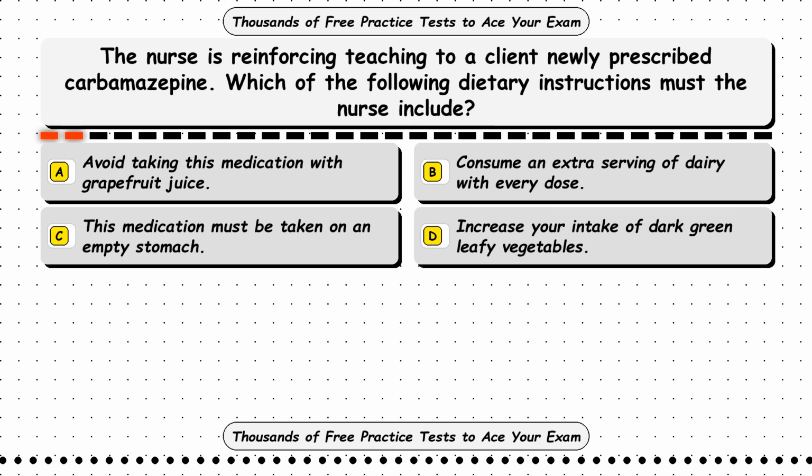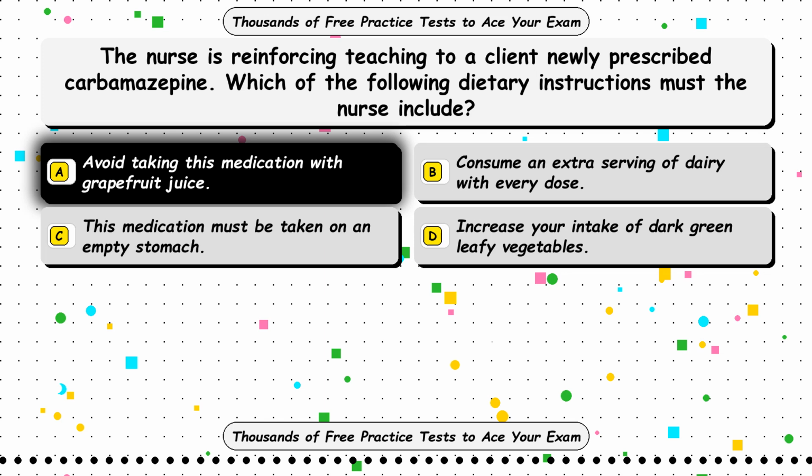Question 112. The nurse is reinforcing teaching to a client newly prescribed carbamazepine. Which of the following dietary instructions must the nurse include? Option A, avoid taking this medication with grapefruit juice. Option B, consume an extra serving of dairy with every dose. Option C, this medication must be taken on an empty stomach. Option D, increase your intake of dark green leafy vegetables.